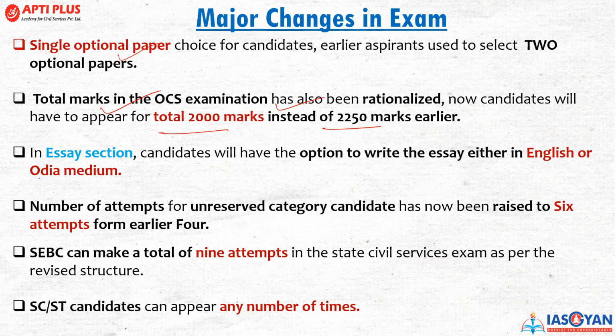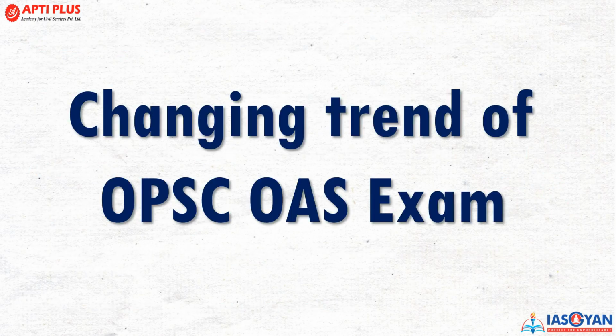Now in the essay, the candidate will have to opt and write the essay either in English or in Odia language. I'm just giving you a recap about the major changes. Now the number of attempts has also been changed. For the general category, earlier there were only 4 attempts. Now this has changed to 6. Now the general UR candidate can attempt 6 times. The socially and economically backward classes can attempt 9 times. And for ST/SC, they can appear any number of times. There is no restriction on the number of attempts, only the age bar.